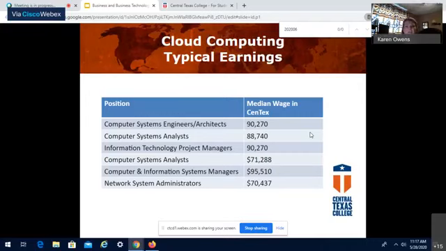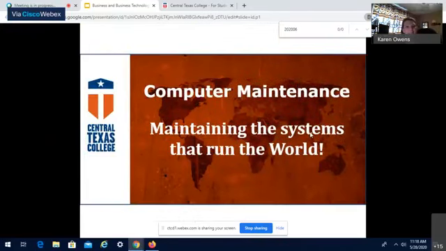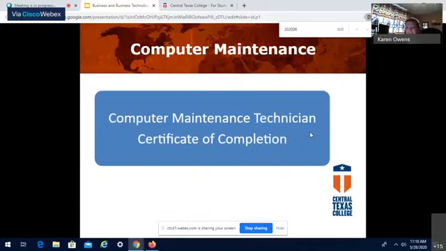Could you try again? Technology at its finest. Okay, so let's move on and talk about how to maintain all this. So we have computer maintenance technician certificates, the computer maintenance technician certification of completion.